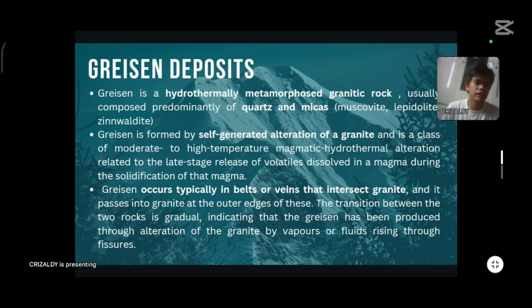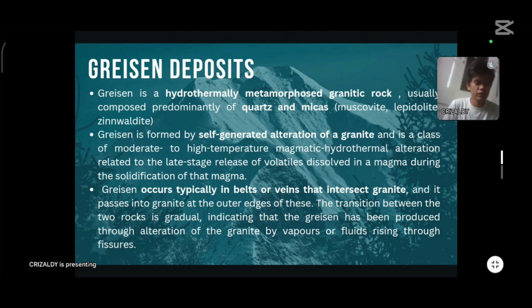Now, ano naman ang greisen deposit? Yung kanina, ang skarn deposit is yung hot pluton ay nag-i-intrude sa mga carbonate rock. Now, the greisen deposit naman ay in the granitic rock. It is parang sa mga granitic rock naman siya nag-i-intrude or sa mga veins na rin. Now, greisen is a hydrothermally metamorphosed granitic rock usually composed predominantly of quartz and mica.